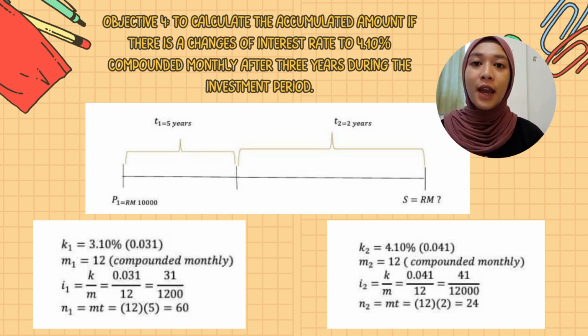Next, objective 4. To calculate the accumulated amount if there is a change of interest rate to 4.10% compounded monthly after 3 years during the investment period.